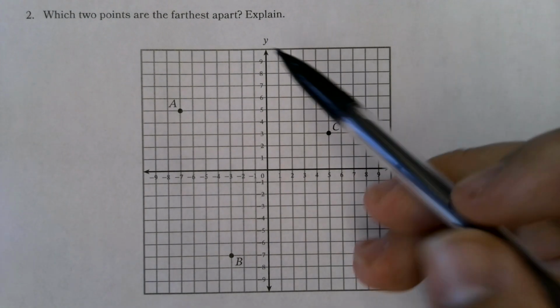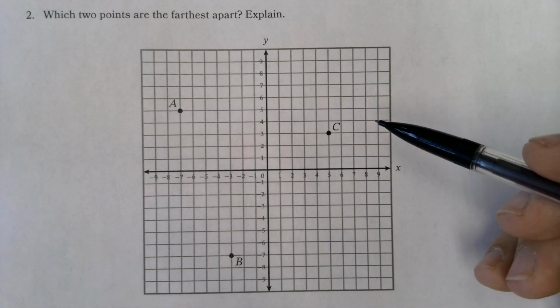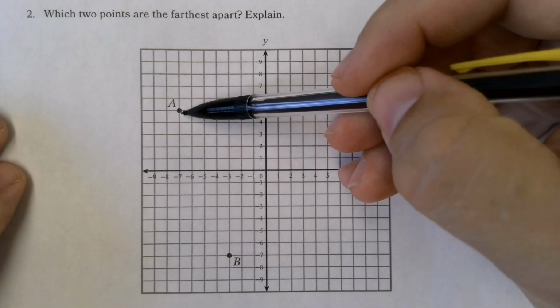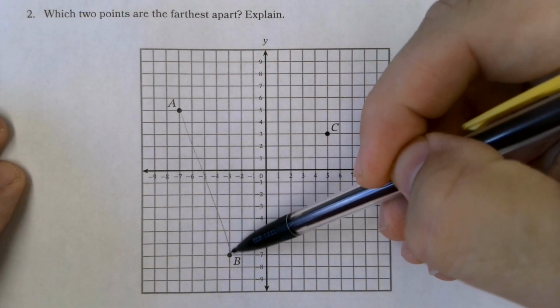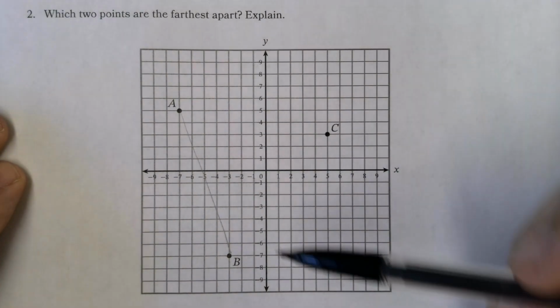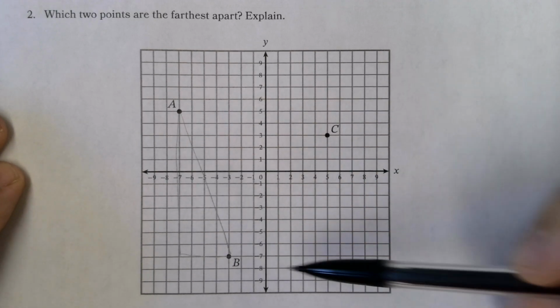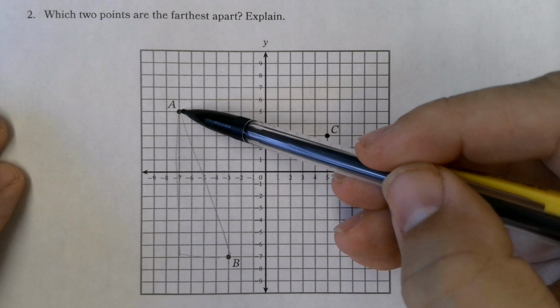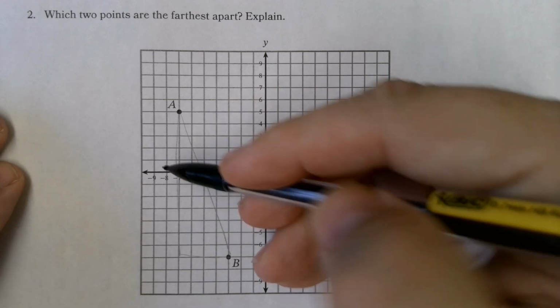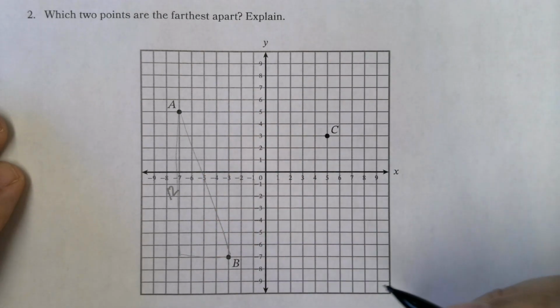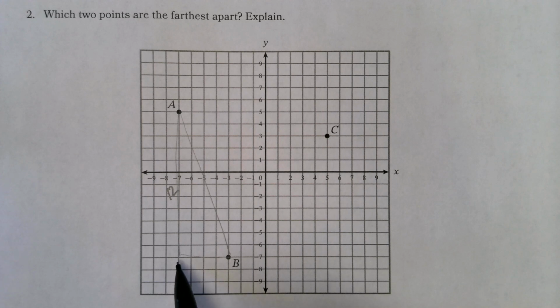Number 2, it says, which 2 points are the farthest apart? Well, what's my distance from A to B? That's a diagonal line, so I'm going to have to make a right triangle here. I'm going from 5 to -7, which gives me a side length of 12 units. And from -7 to -3 gives a side length of 4 units.